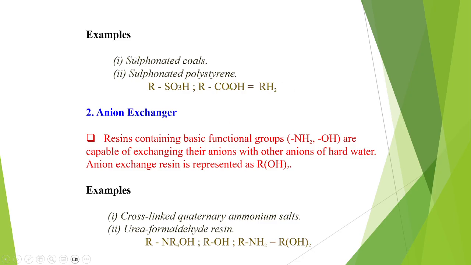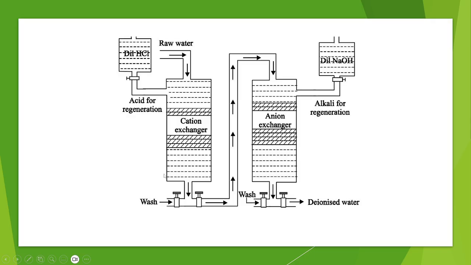Some examples of cation exchanger are sulfonated coals and sulfonated polystyrene. And then anion exchanger is a resin containing a basic functional group like NH2 and OH, and it readily exchanges the anions, that is negative ions present in the water, and it is simply represented as RH2. Generally, cross-linked quaternary ammonium salts and urea formaldehyde resins are used as an anion exchanger.